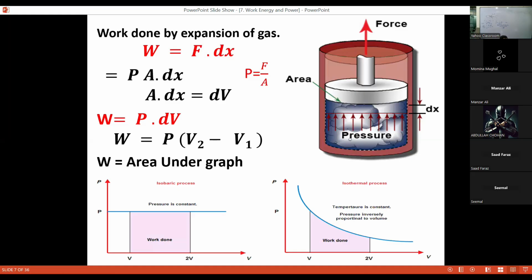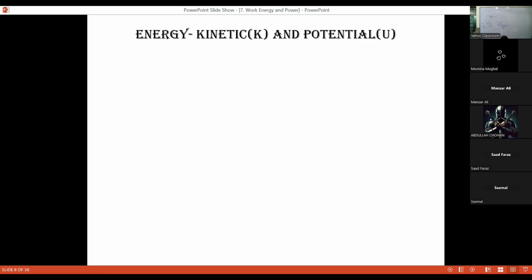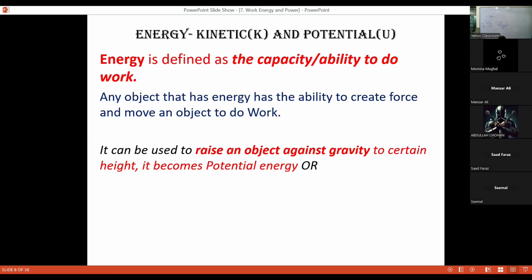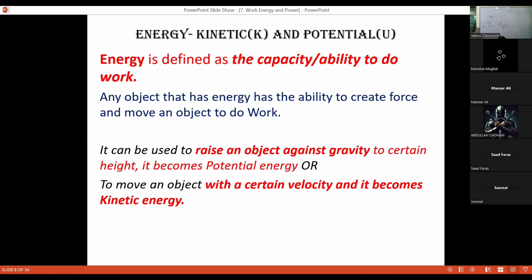The derivation of this formula is sometimes asked in the question itself and sometimes in multiple choice questions. What is kinetic energy? It is the energy possessed by a body. Sorry, what is energy, by the way? It is the ability or capability of an object to do work. If you have energy, you can create a force. It can be used to raise an object, or it can be used to move an object with a certain velocity. If you raise an object, it becomes potential energy. If you give a velocity, it becomes kinetic energy.